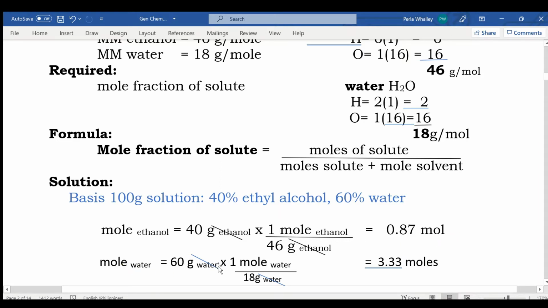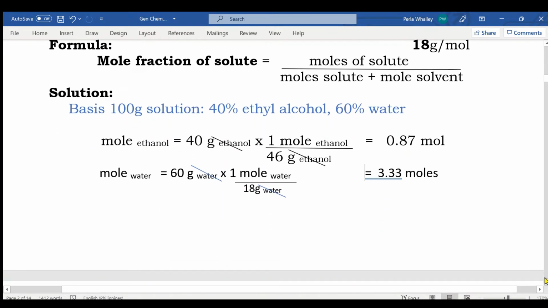Mole of water: 60 grams of water times, again, 1 mole of water is equal to 18 grams. So 1 mole of water is equal to 18 grams of water. Gram water cancelled. What is left is mole water. 60 times 1 divided by 18 is equal to 3.33 moles. So we have now the number of moles.